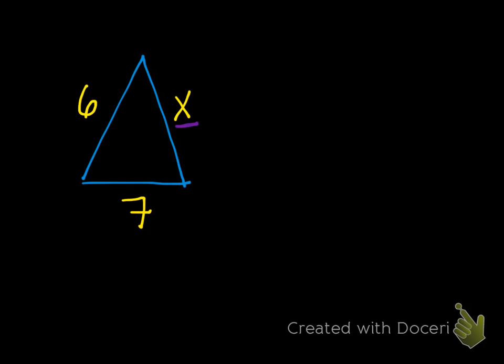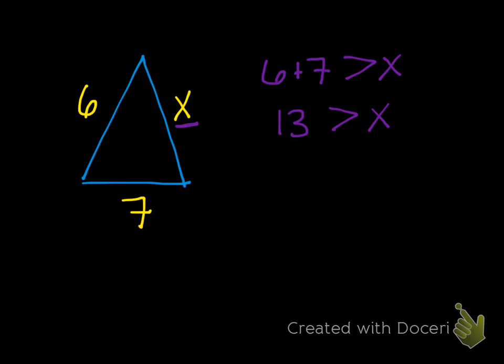You can assume that x is the largest side, so that means that 6 plus 7 has to be greater than x. So 6 plus 7 is 13, which is greater than x. Okay, that's the first way. You're assuming that x is the largest side.